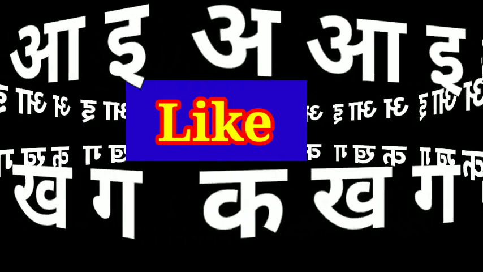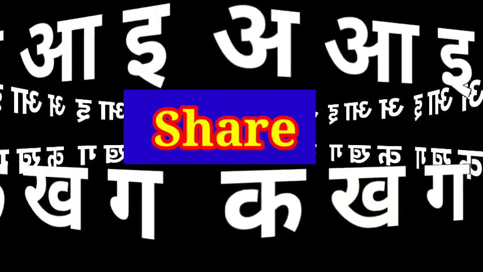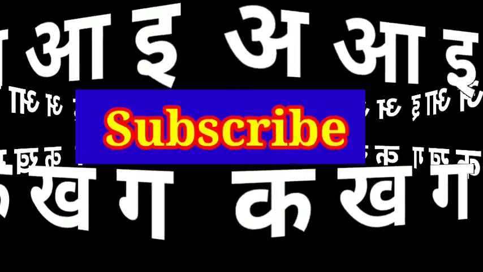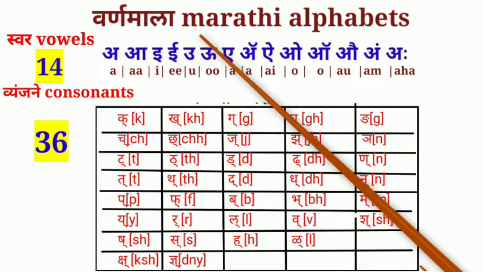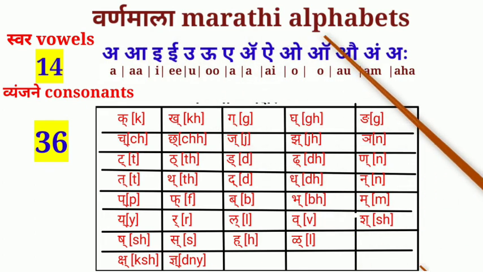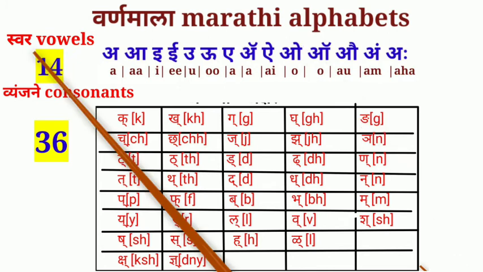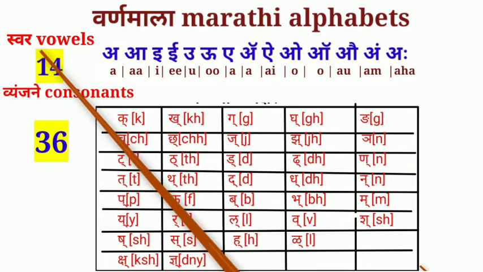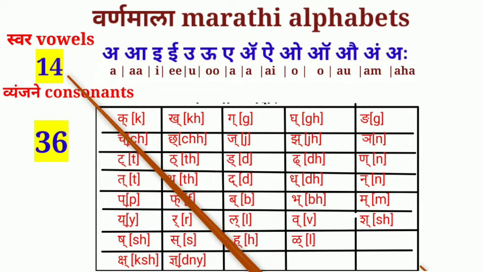Hello friends, today we are going to learn about Marathi alphabets, Mulakshare or Varnamala. So let's see. This is our Marathi Varnamala or Marathi alphabets. In it there are two parts, Swar and Vyanjane. Swar means vowels and Vyanjane means consonants. In Varnamala there are 14 Swar or vowels.